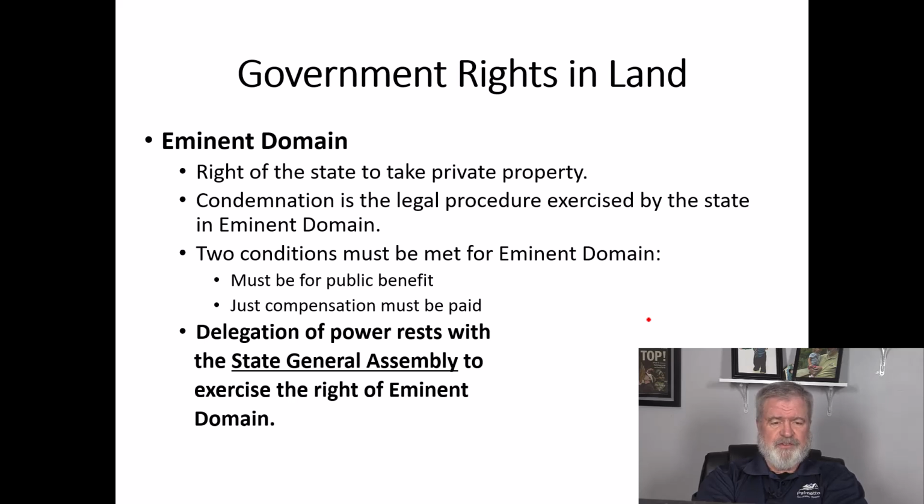Now, y'all, the last thing you see on the slide says the delegation of power rests with the State General Assembly to exercise the right of eminent domain. Y'all, I know they like to ask that a lot on the state exam. Where does the authority rest to make the determination if eminent domain will take place or not? Who has that authority? The State General Assembly. If they vote and decide we need to take it, then they're going to take it. But I would remember that, the State General Assembly. Okay? All right.